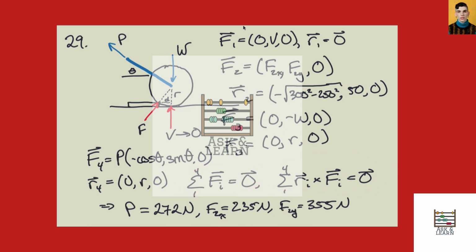So we have our forces and position vectors, and we can sum forces and sum moments, and we have 3 unknowns, F2x, F2y and p. And it turns out that p equals 272 newtons. We can also get F2x and F2y, and those are 235 newtons and 355 newtons respectively.